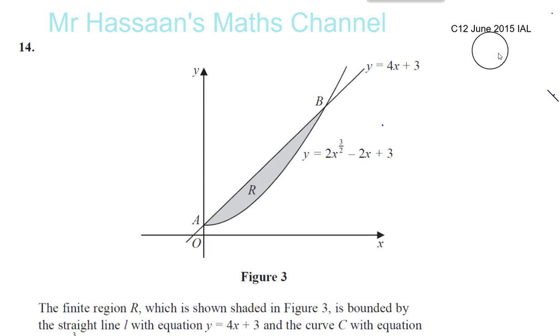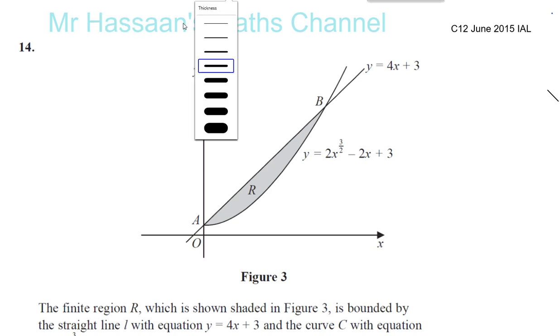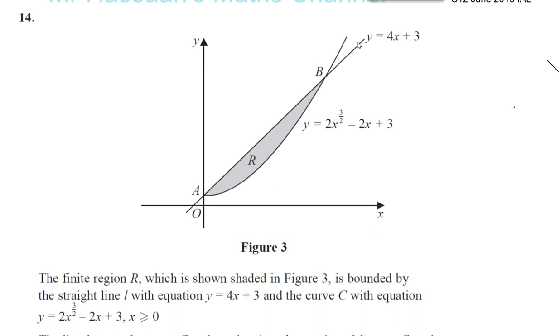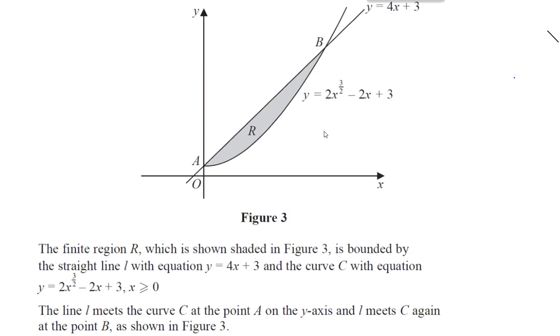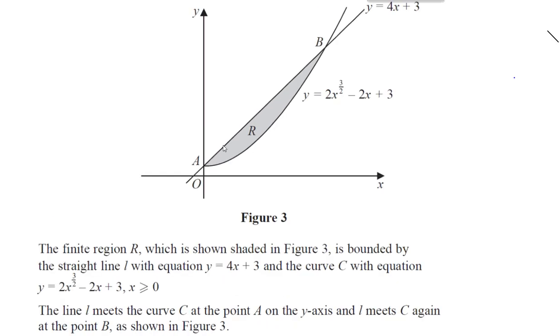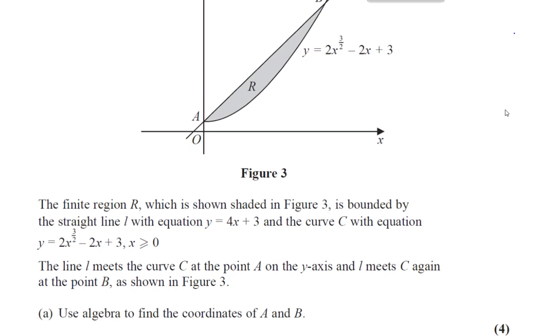Let's get rid of some of this. Okay, so what we're told here is that there is a curve and a line. The finite region R, which is shown shaded in figure 3, is bounded by the straight line L, whose equation is given, and the curve C with the given equation. They told us that the line meets the curve at the point A on the y-axis, and again at the point B. So the curve and the line meet at these 2 points. You've got to use algebra to find the coordinates of A and B.